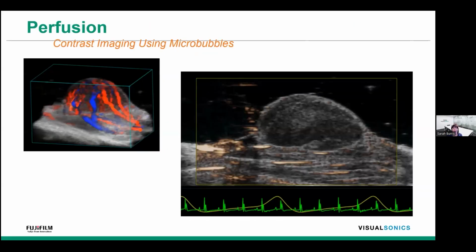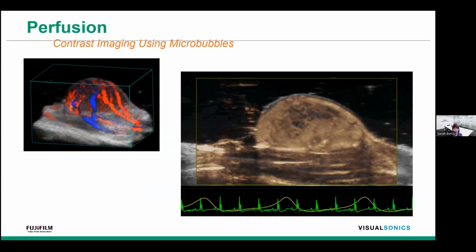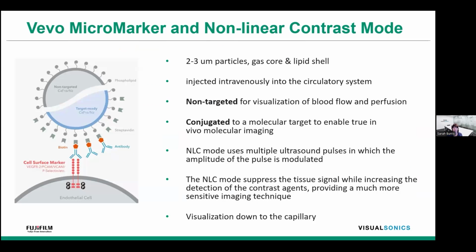Now, Doppler imaging modes are great for visualizing large vessels, but if you want to assess things like perfusion or see small vessels such as the capillaries, you're going to need to use something called nonlinear contrast mode. Now, this mode combines something called Vevo micromarker, and Vevo micromarker is a contrast enhancement agent that's roughly 2 to 3 microns in size that, when used in its non-conjugated form, can be injected through the tail vein, and it circulates throughout the body. And it really can be used to help visualize blood flow and perfusion of a tumor or a specific organ of interest.